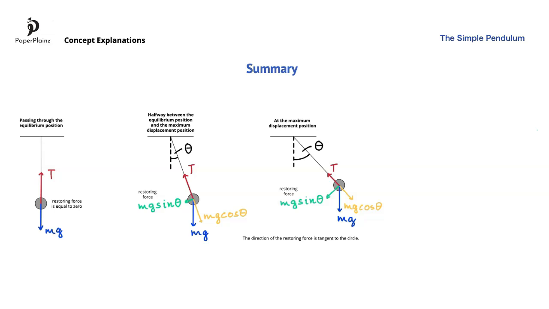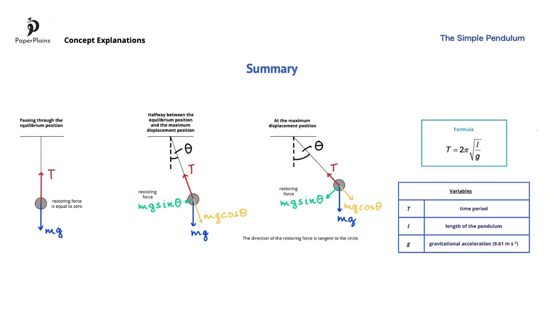Then we derived the pendulum time period formula, and we listed the variables that are present in this formula. A final reminder here that on your IB Physics exam, you only need to know how to apply this formula, but you don't have to know how it is derived. This completes our discussion about the simple pendulum.